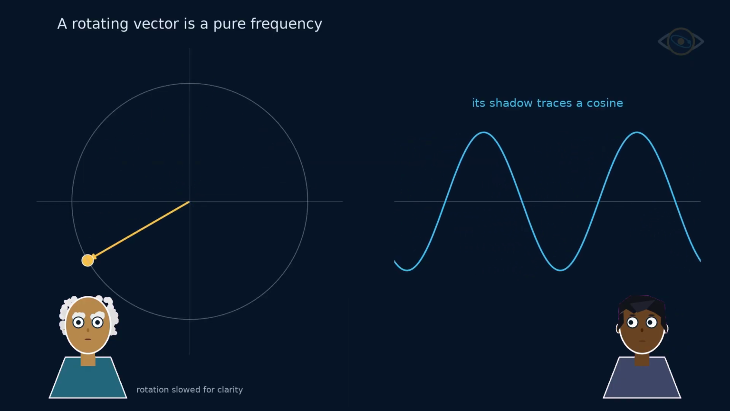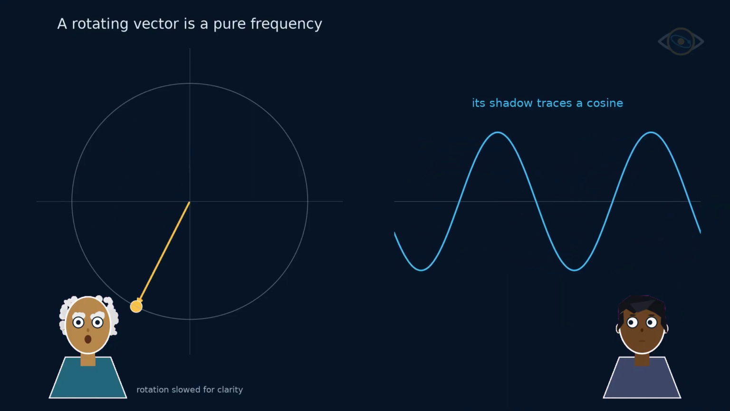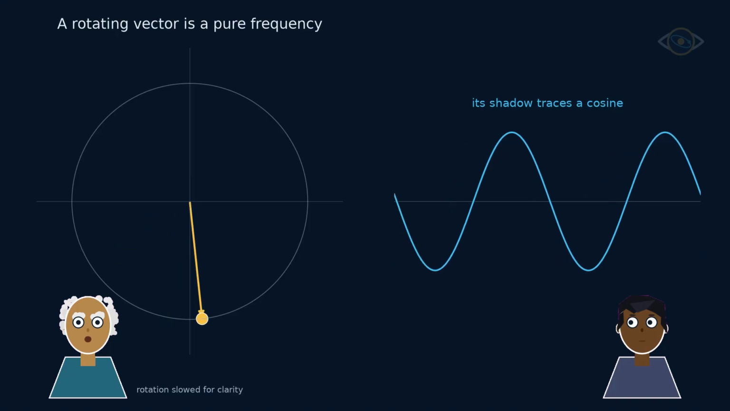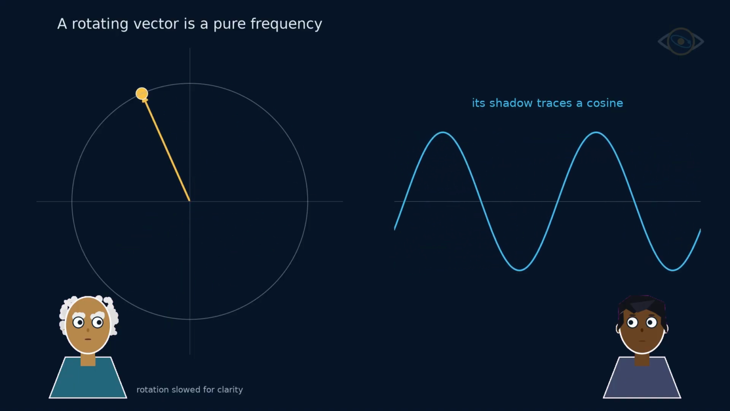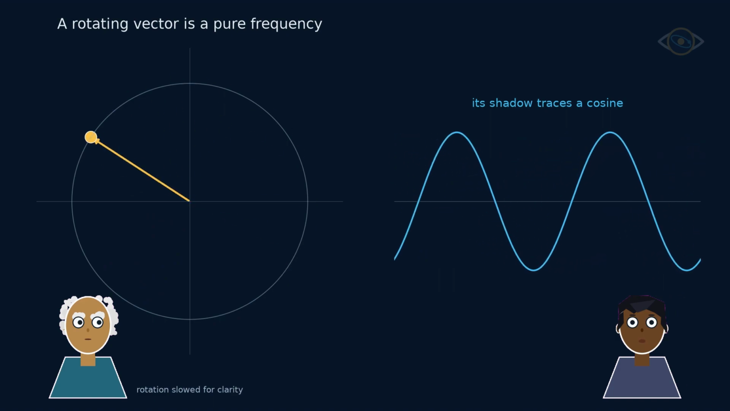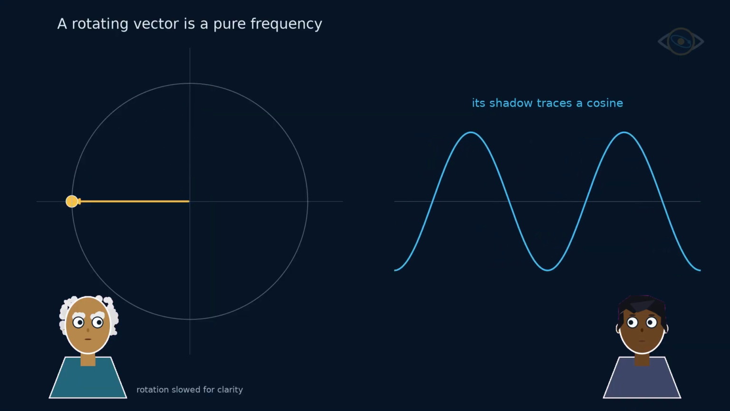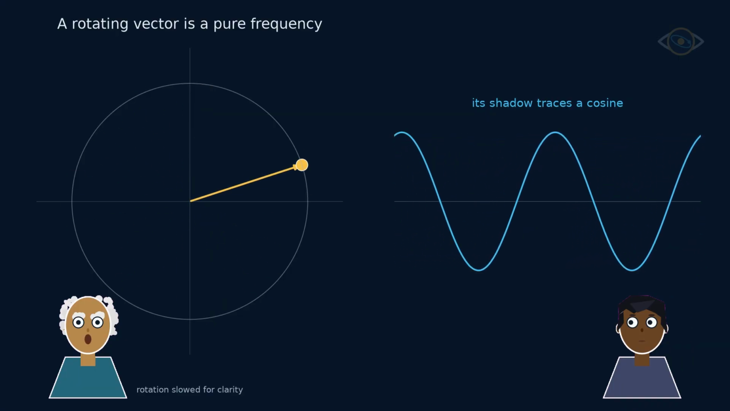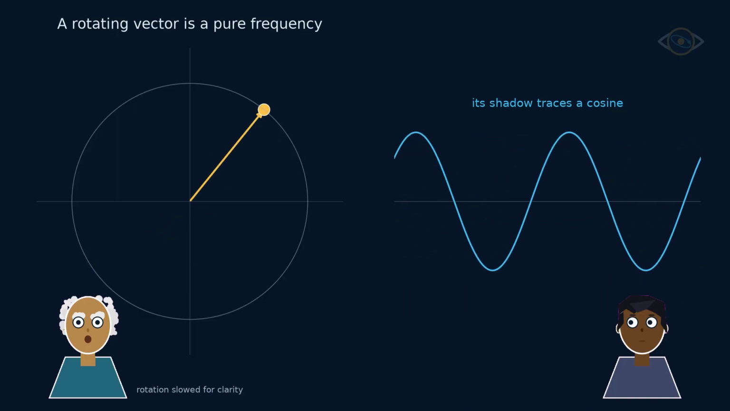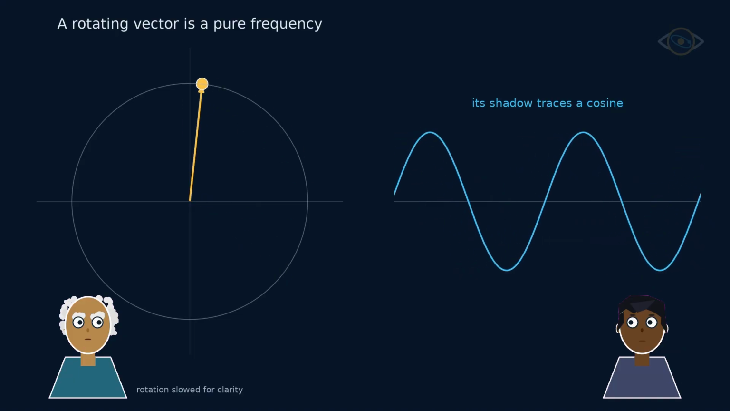Here is the cleanest picture of a frequency: a vector of fixed length, rotating around the origin at a steady rate. 1 full turn per second is 1 Hertz. Oh, and its shadow on the horizontal axis just slides back and forth as a cosine wave. Exactly. A rotating vector and a cosine are the same object, seen 2 ways. Hold on to that. It's the whole trick.